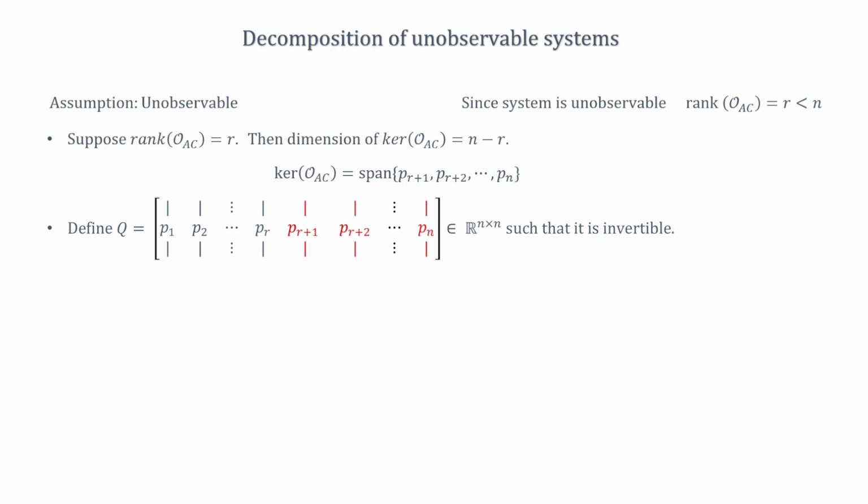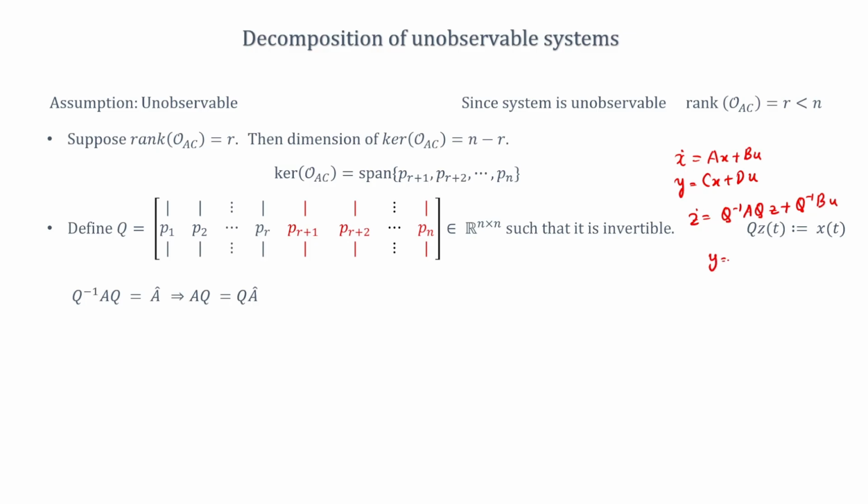Okay, now if we take a transformation of the form x equal to Qz, we know that x dot equal to Ax plus Bu, y equal to Cx plus Du will get changed to z dot equal to Q inverse of AQ z plus Q inverse of B u, and y will become equal to CQ z plus Du. This we have been doing a lot in this course anyways, so you must be familiar with this idea by now.